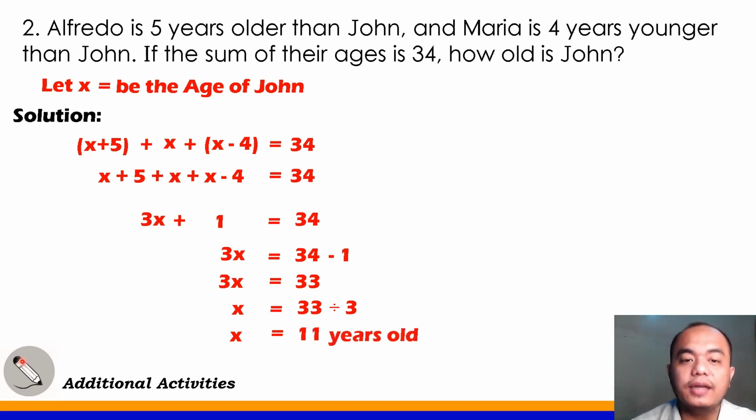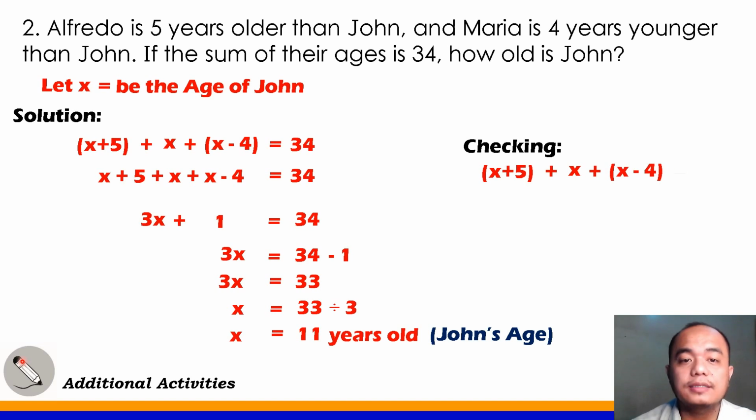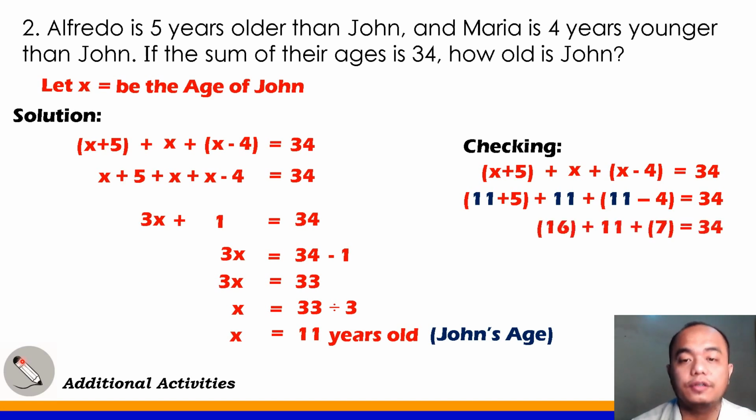So, ang edad ni John is 11. So, 11 years old ang edad ni John. Okay, let's check if our answer is correct. So, we will substitute x plus 5 plus x minus 4 equals 34. Substitute natin yung 11 sa mga x na variable. So we have here 11 plus 5 plus 11 minus 4 equals 34.